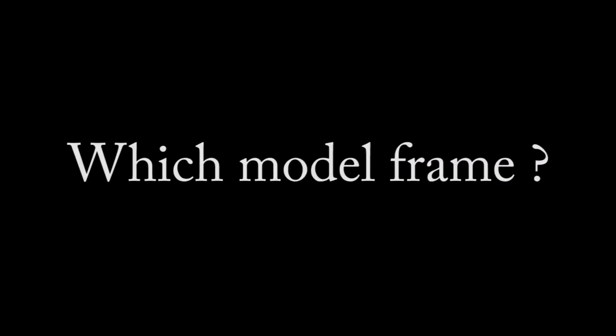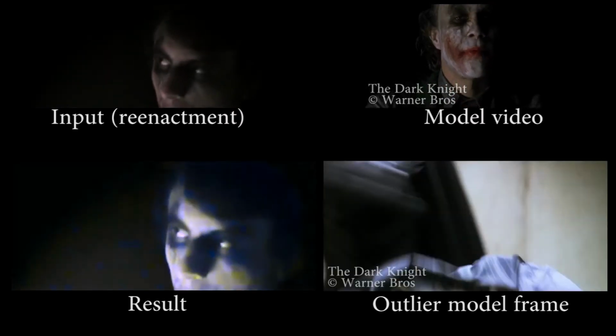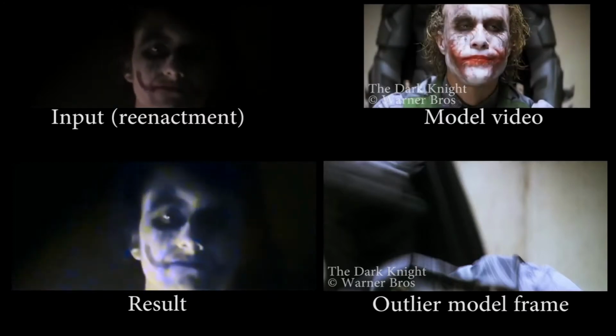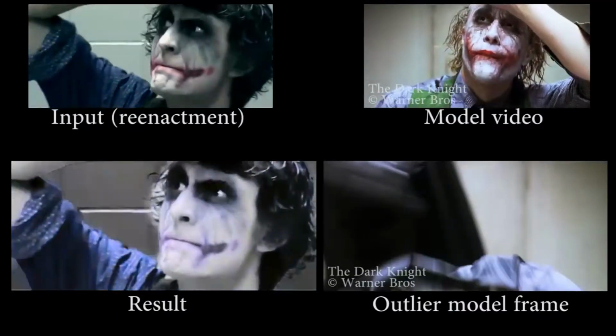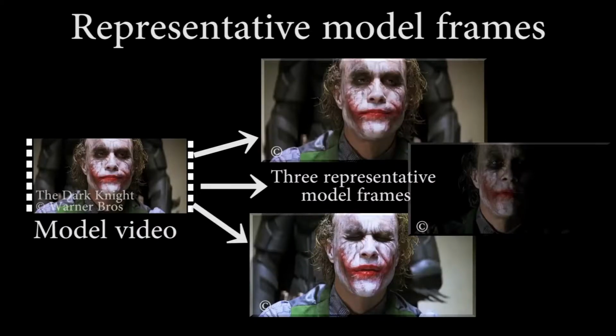Although we are now able to transfer the colors of a particular frame of the model to a frame of the input video, the question arises of the choice of this model frame. For example, transferring the colors of this outlier frame from the Dark Knight movie to this reenactment produces an unexpected result. Our technique first automatically clusters the model video into a small set of representative model frames. We thus restrict the processing to a small set of model frames. This also reduces the chance that a bad model frame is automatically chosen for color transfer.